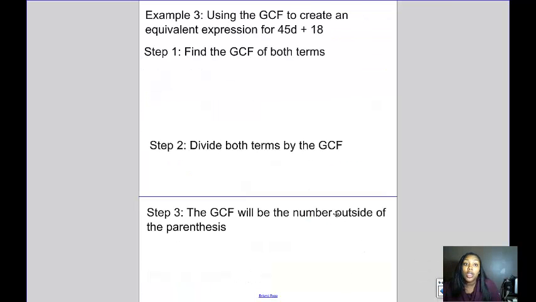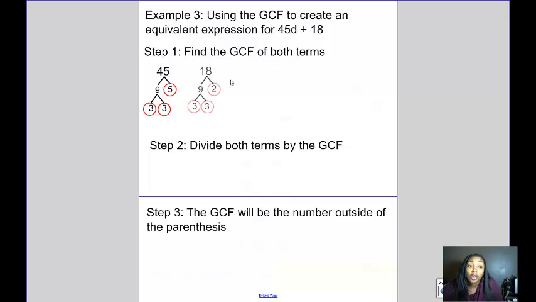You can use the greatest common factor to create an equivalent expression. So basically now what we want to do is we want to take an expression and we want to basically go backwards. We want to figure out what did the expression look like before we got our final answer if we were using the distributive property. So the first thing you've got to do is you've got to find the greatest common factor of both terms.